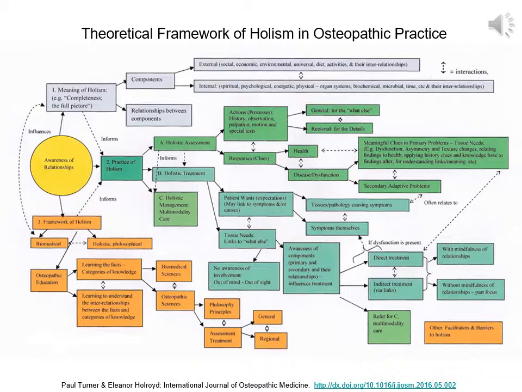Here's the meaning of holism. That involves the components and the relationships between components. The components are external or internal that we listed on the board before. So really that blue section at the top of the chart represents our conceptual understanding of holism. The bottom bit in orange, the third bit, is the framework of holism.